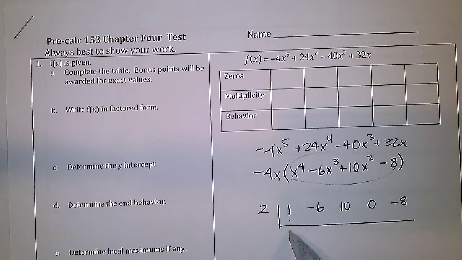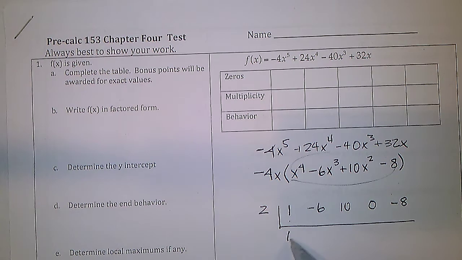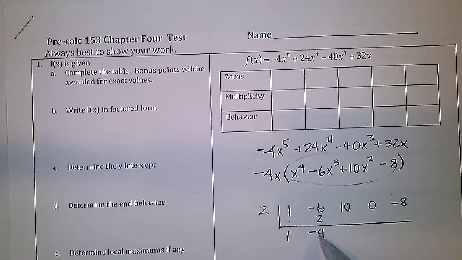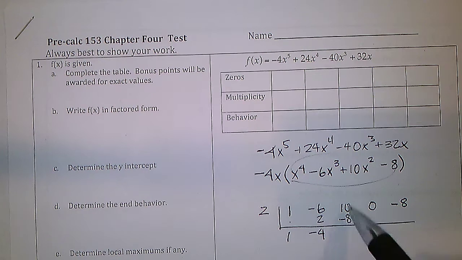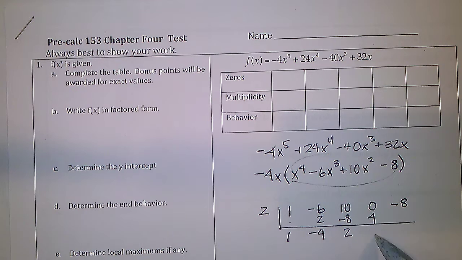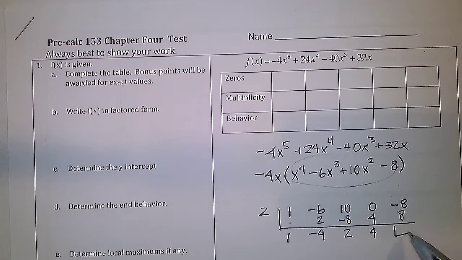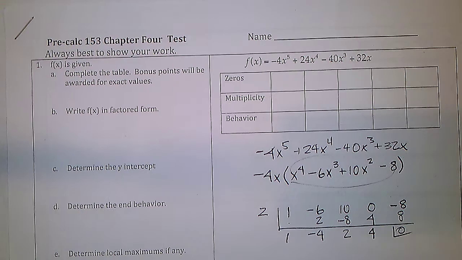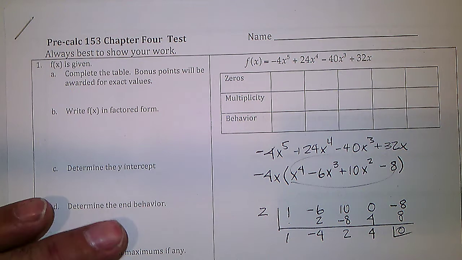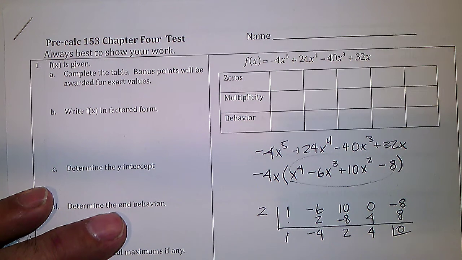So 1 plus nothing is 1. Add down, multiply, add down, multiply, add down, multiply, add down, multiply. It did go in evenly. And it looks like it's a bounce. So I'm going to try 2 again into what's left.